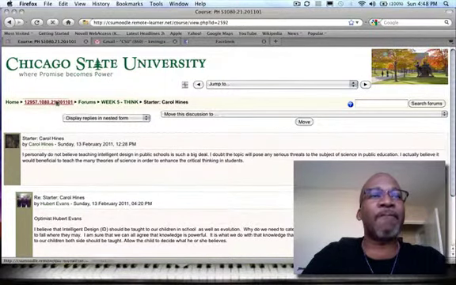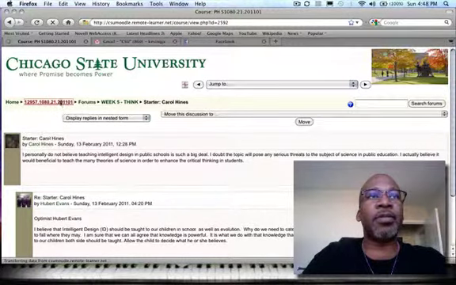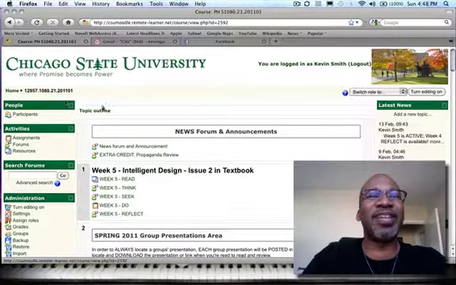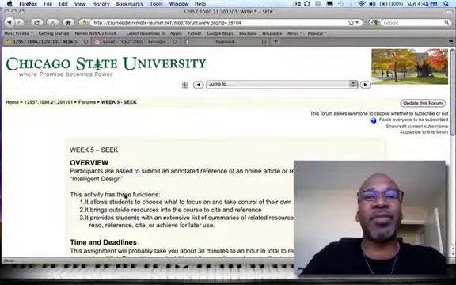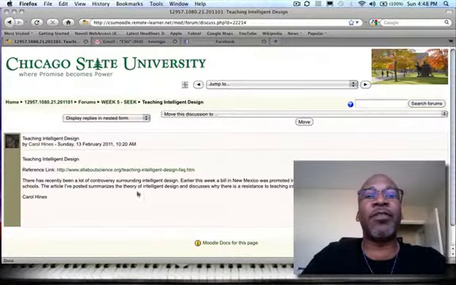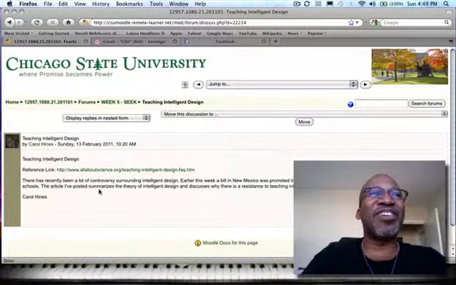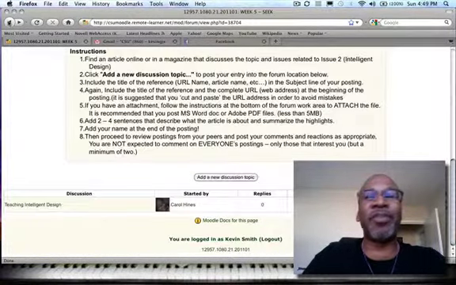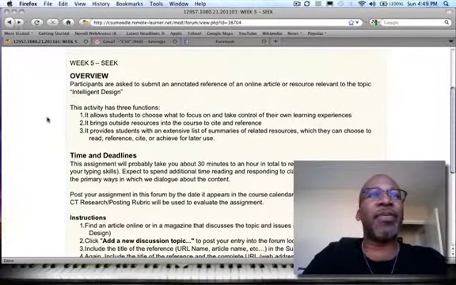Let's go back. Come on, slow, slow. The Seek assignment's real simple. You're simply posting an article. See, Carol, you're on the money. Carol's got an article out there. Take a look at it. It's an actually interesting article. I read it earlier. More points to you, Carol. I think I've already graded that on top of that.